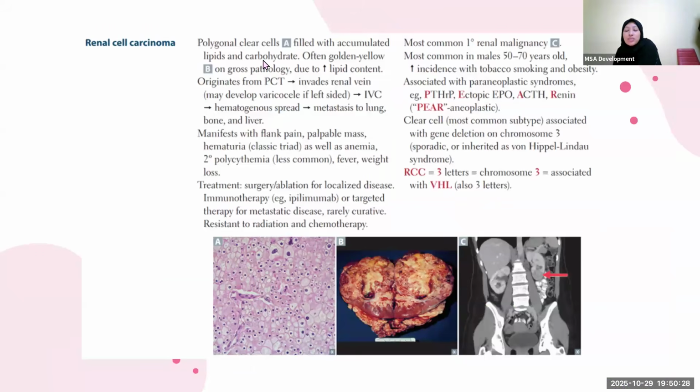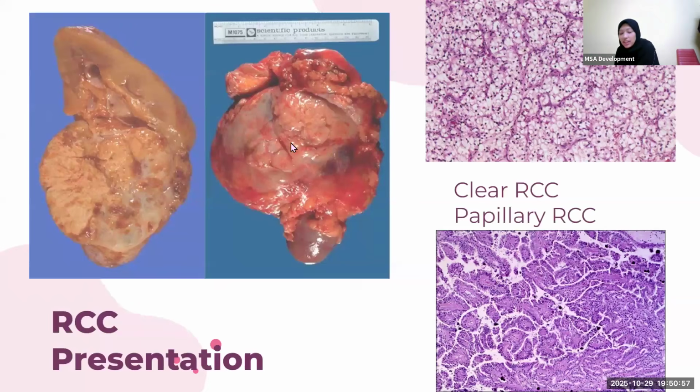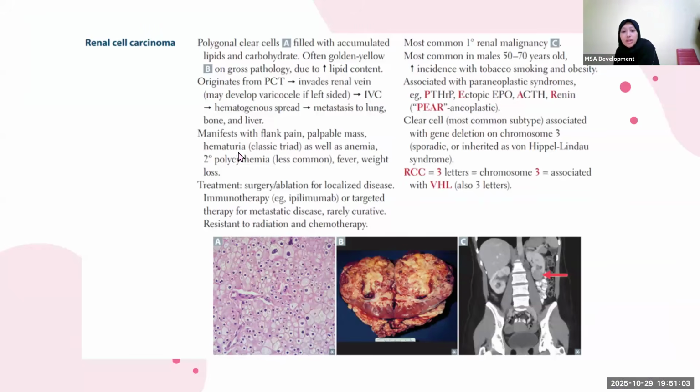It's the most common. Presentation-wise, someone will come with three main things. They will have painless hematuria, so painless blood in the urine, right? They will not feel that much pain in the abdomen, just a dull pain with a palpable mass in the abdomen. So all of this points towards renal cell carcinoma. Often golden yellow, as you see here, yellow and flat. It manifests with flank pain, palpable mass, hematuria, and other symptoms which I'll get into.